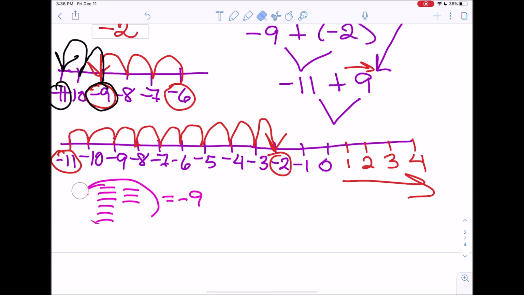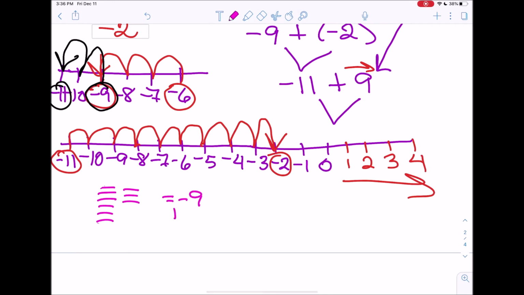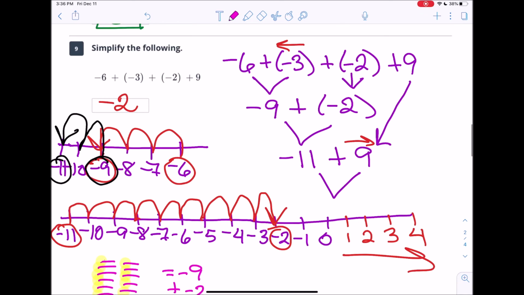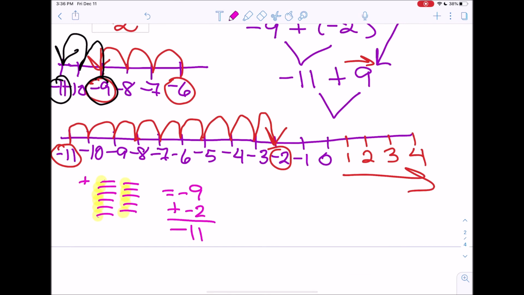So actually, let me go ahead and erase the circle. So we have -9. Now we're going to add 2 more. So plus -2. And if we add 2 more, now we have 1, 2, 3, 4, 5, 6, 7, 8, 9, 10, 11. Now we have -11. And then if we add the +9, that would be 1, 2, 3, 4, 5, 6, 7, 8, 9.